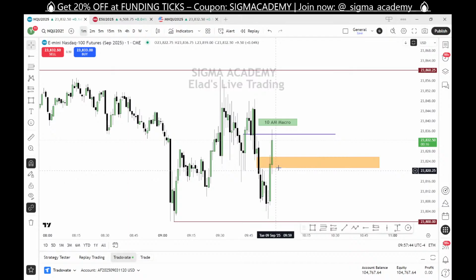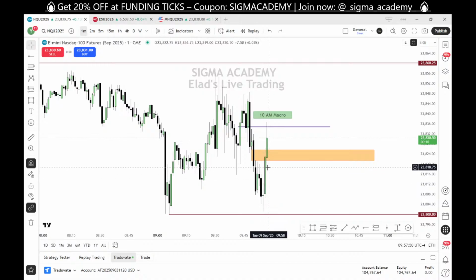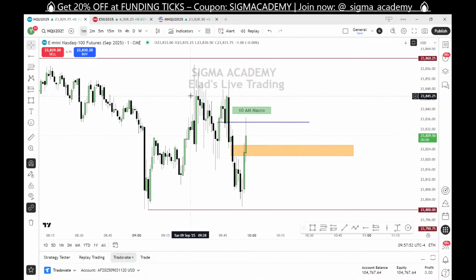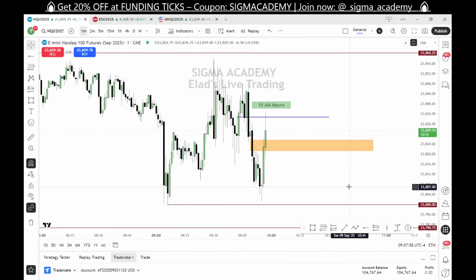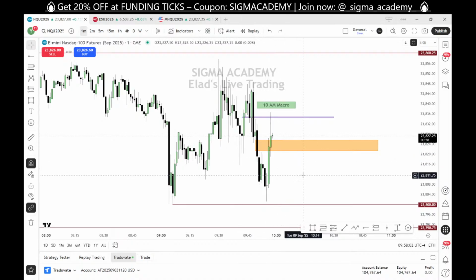It looks much more attractive because we are closing above this fair value gap, and we have a fair value gap right here. Maybe this one was the liquidity. I want to see these down candles; they can be an order block.